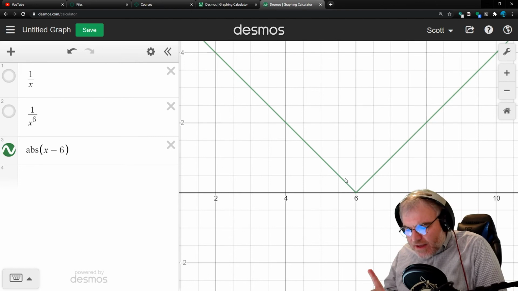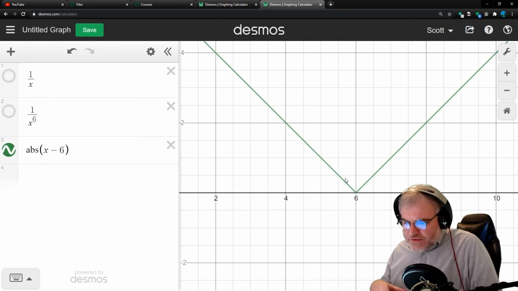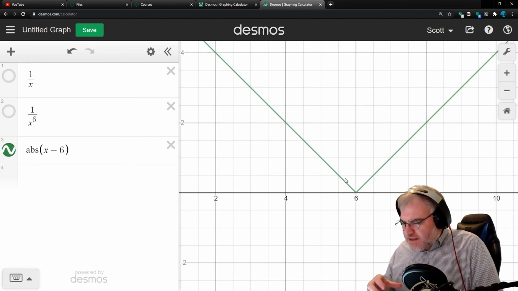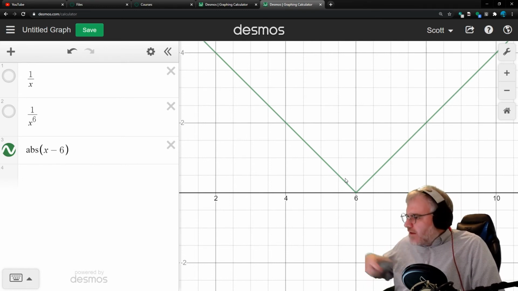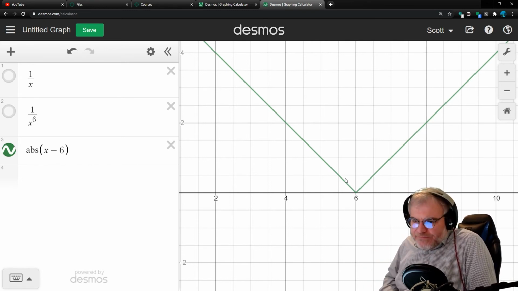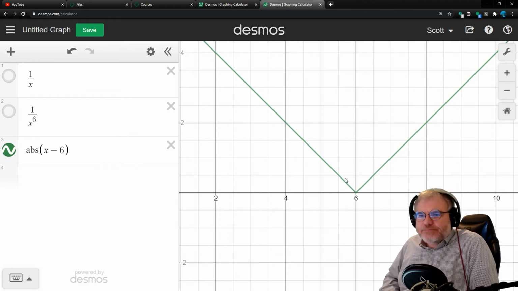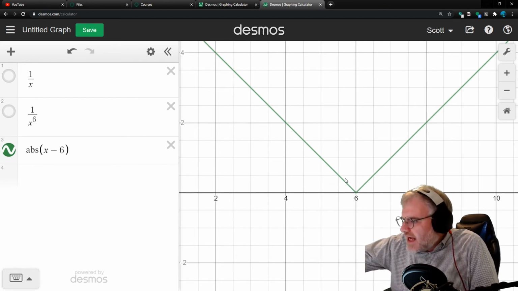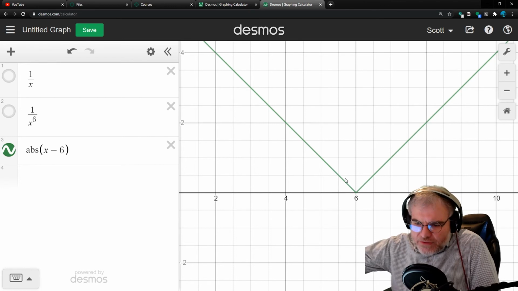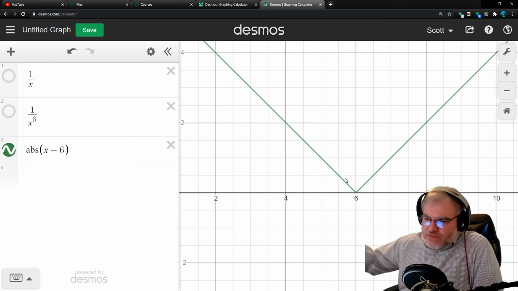So there's a limit, but there's no limit of the difference quotient, so there's no limit of the secant slopes. The regular limit exists, the derivative does not. That's a kink. Yes, the limit would be 0 at 6. At x equals 6, the limit is 0. The y value is 0, but the derivative does not exist.